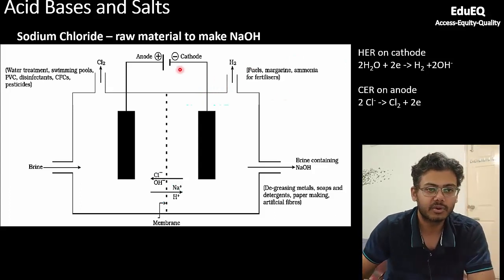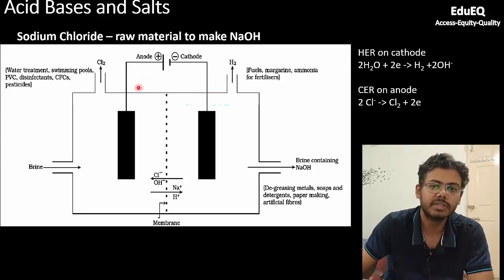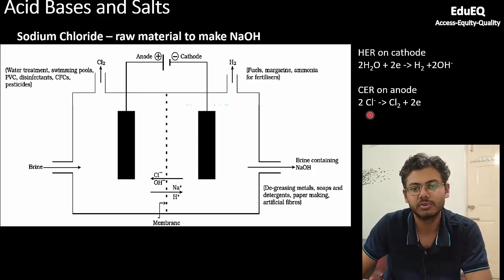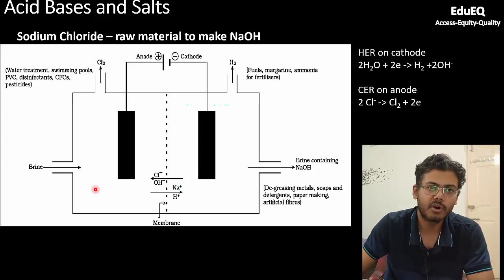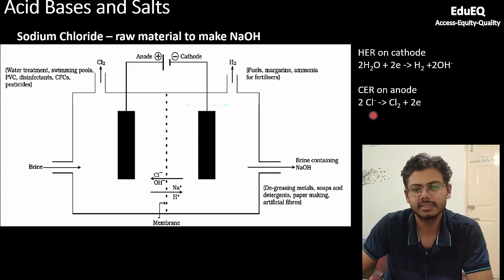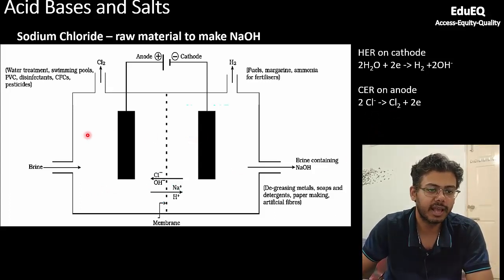Coming to the second electrode, which is the anode, you know there will be oxidation happening at the anode, and oxidation is nothing but loss of electrons. So you see the chloride ions which are present here because you are using brine, which is NaCl, and when you put NaCl in water, it will exist as Na plus and Cl minus ions. So Cl minus is losing 2 electrons and it is releasing chlorine gas.